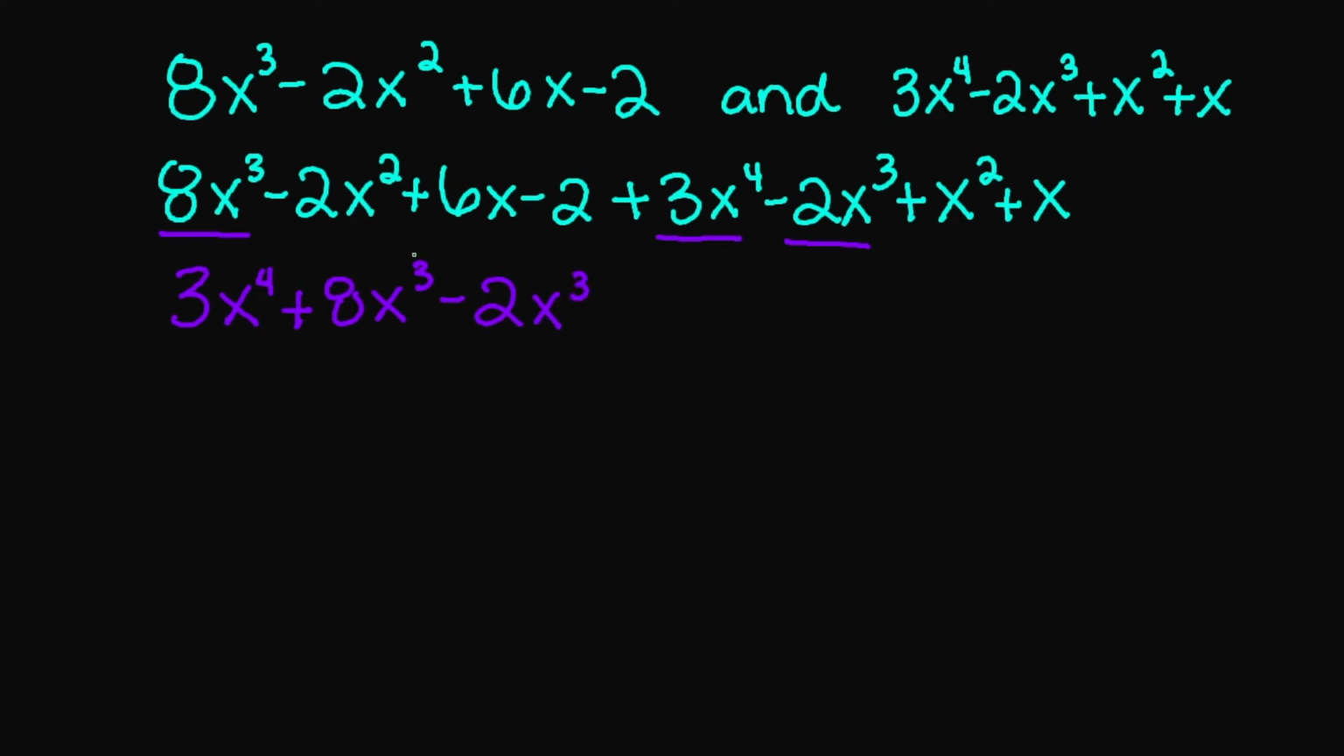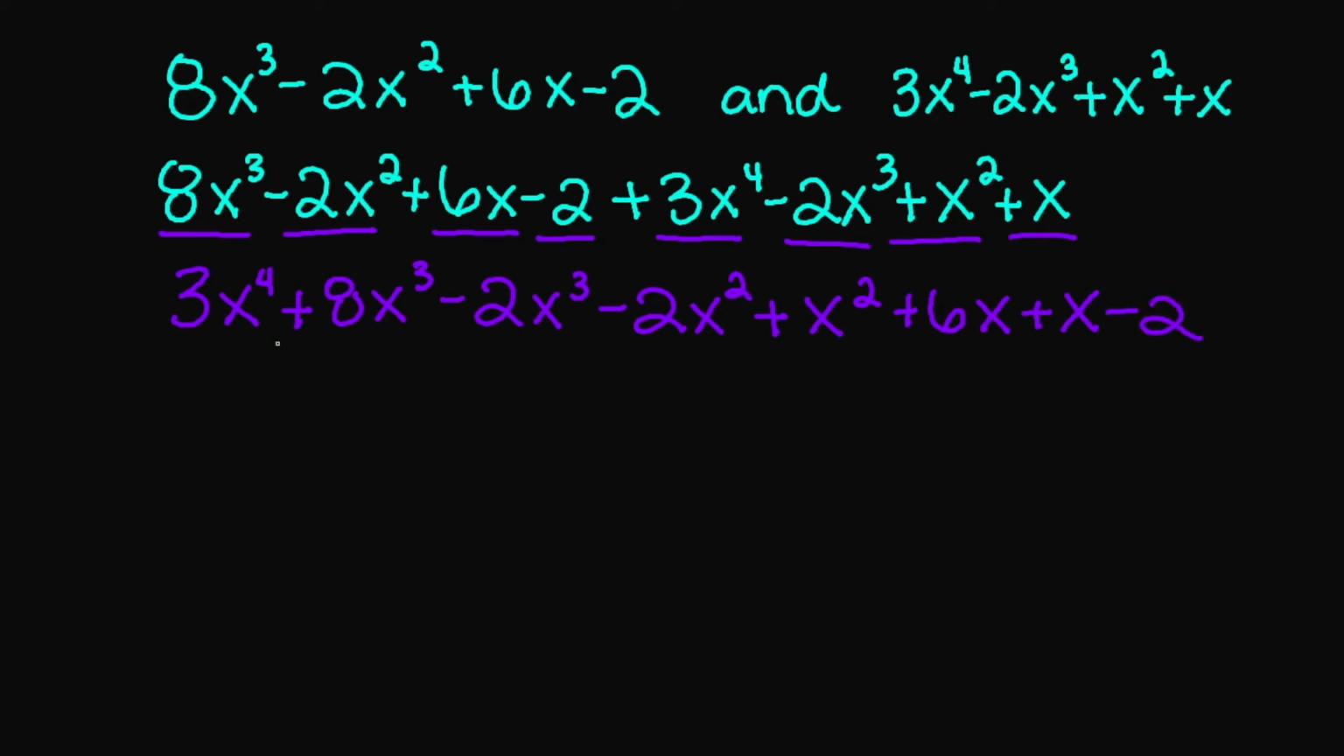Next in line, we have negative 2x squared and a positive x squared here. So I'm going to write negative 2x squared plus x squared. Next, we have 6x and just an x here. So I'm going to write plus 6x plus x. And then we have negative 2. So I'm going to write negative 2 here.